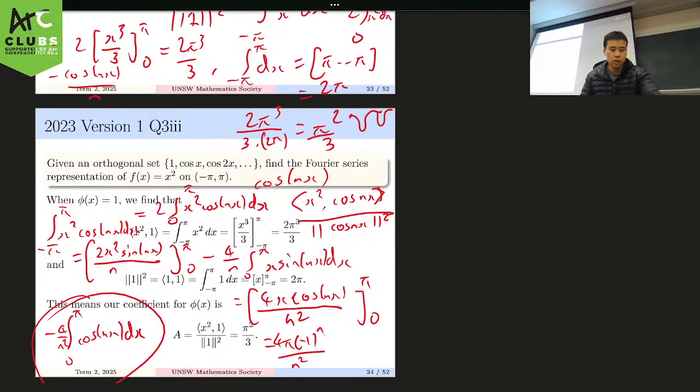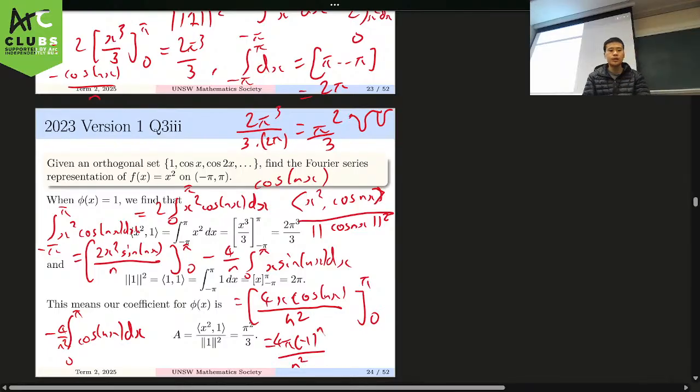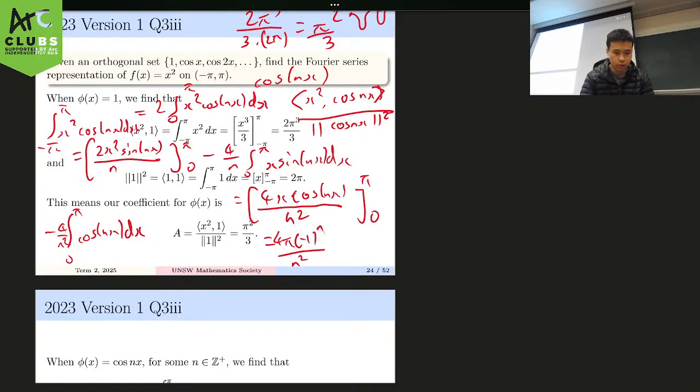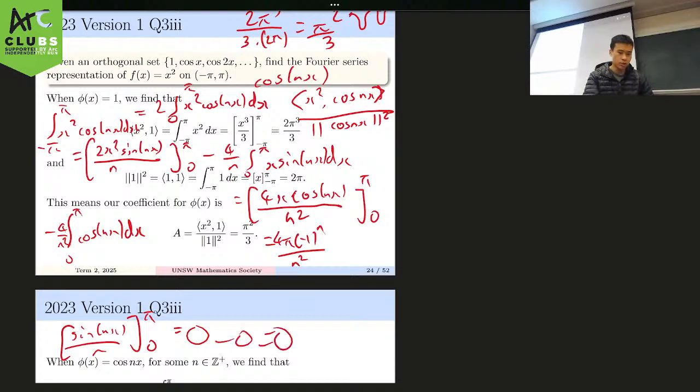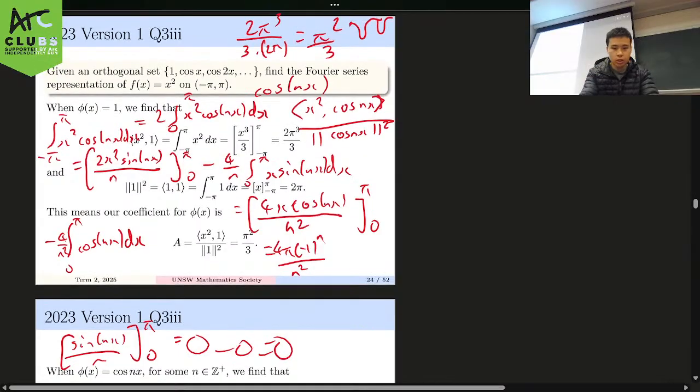This one though, just ignore the 4 over n squared for now. Again, if you just ignore this constant here, it's going to be sine of nx over n, from 0 to pi. When you sub in pi again, the result is the same, 0. And then when you sub in 0, that's going to be 0. So it does go to 0. I can't think of a way, like using the symmetry or the period or whatever, but the point is that will just go to 0. We just have this part remaining. So that part survives.